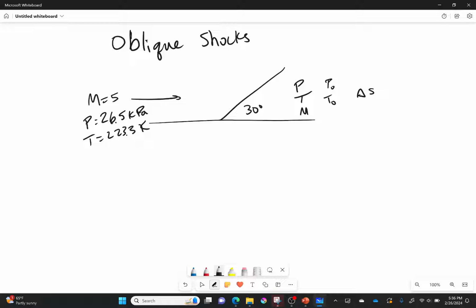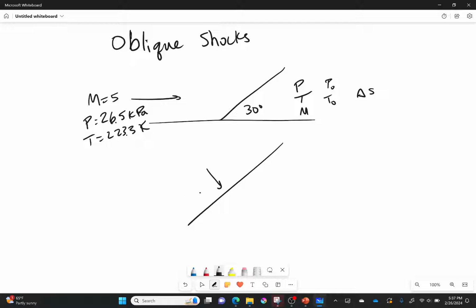Okay, so how are we going to do this? Well, the first thing is we're probably going to need to find what our Mach number is going to be after the shock wave. Now, remember, when I come up to a shock wave, only the normal component of the velocity actually experiences shock. The tangential component does not.